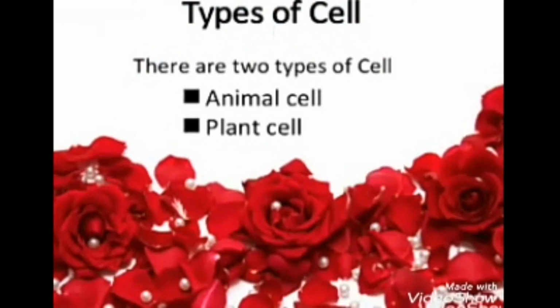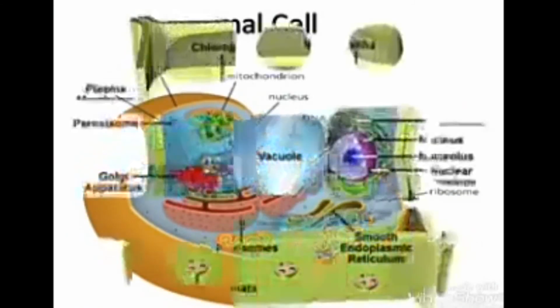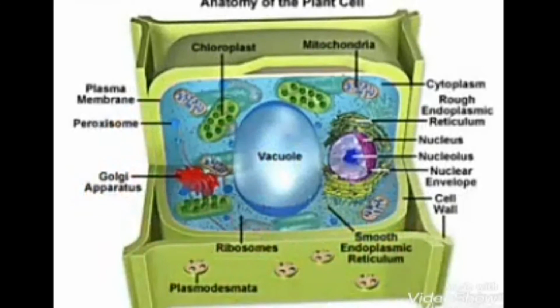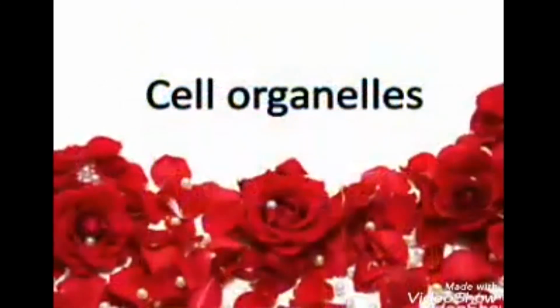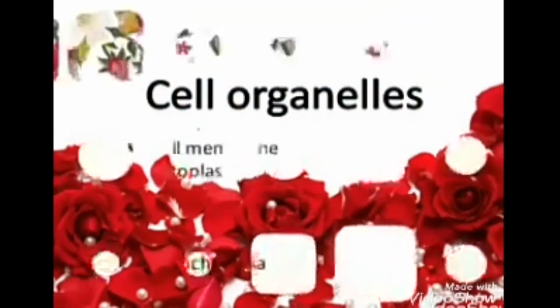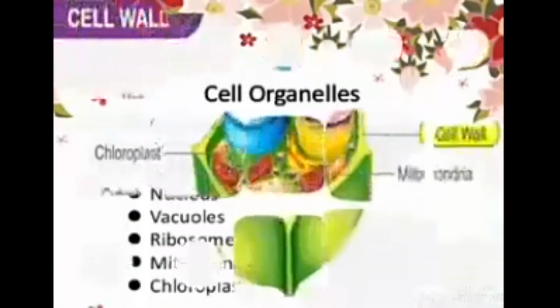There are two types of cell, animal cell and plant cell. Here is the picture of an animal cell and this is the picture of a plant cell. Let us discuss cell organelles. Cell organelles include cell wall, cell membrane, cytoplasm, nucleus, vacuoles, ribosomes, mitochondria and chloroplast.